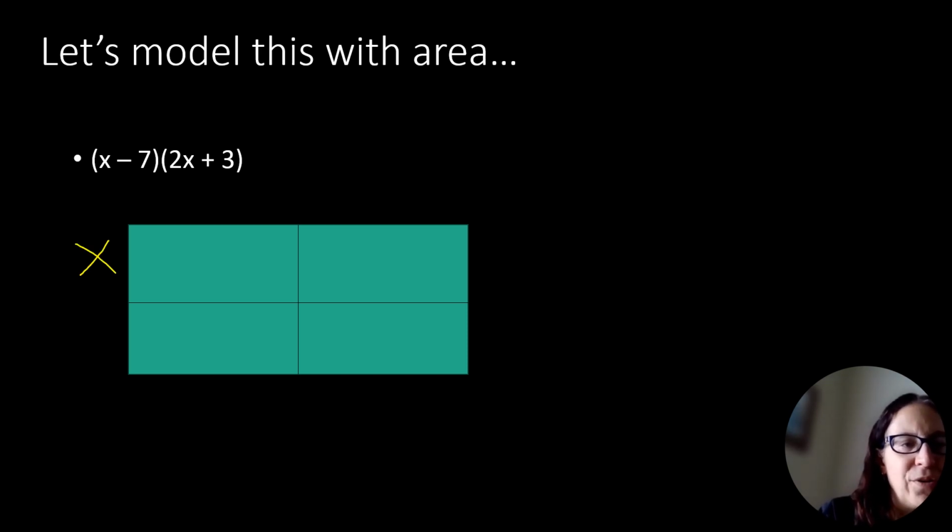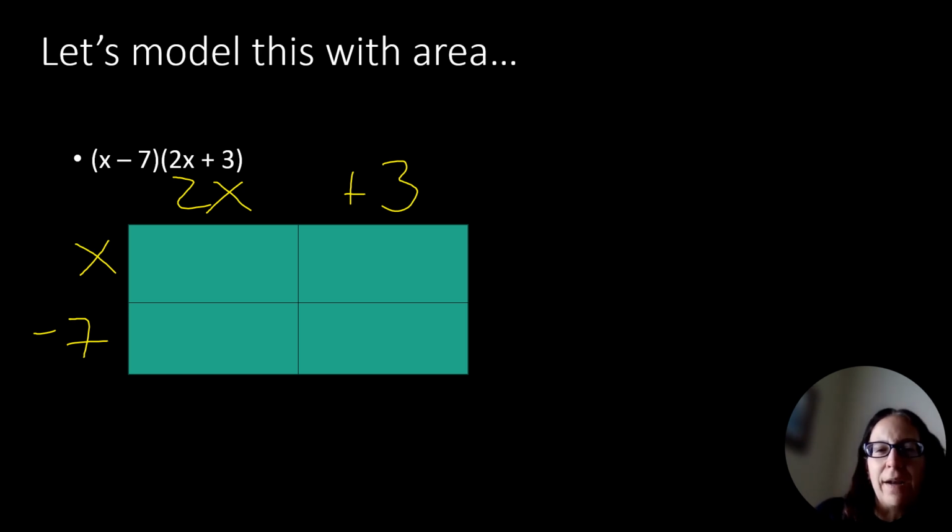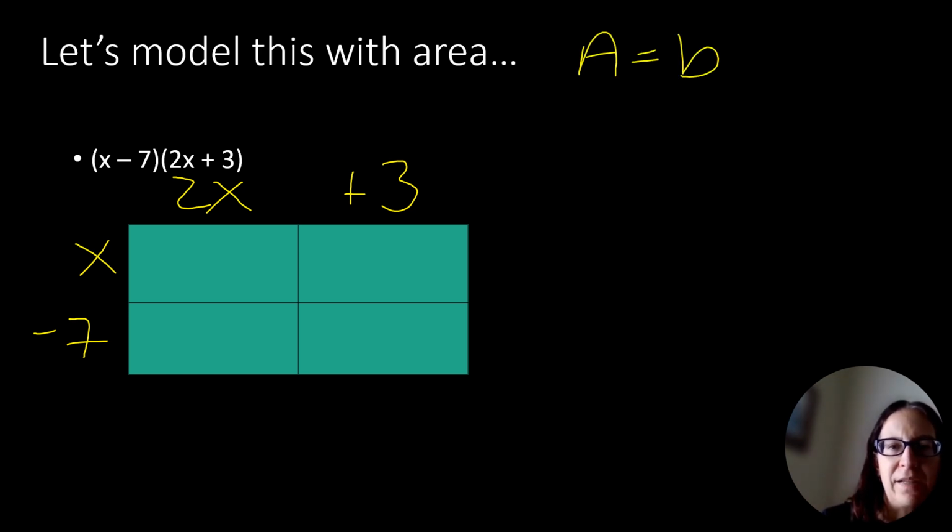So I'm going to go ahead and do x minus 7 on the vertical, and we'll do 2x. And you could put the plus 3 there if you wanted. Most of the time, we'll just write the 3. Now what we're going to do is find the area of each individual box, by doing base times height. The area is equal to the base of the rectangle times the height of the rectangle. So right here, I have x times 2x because the rectangle is x tall and 2x wide.